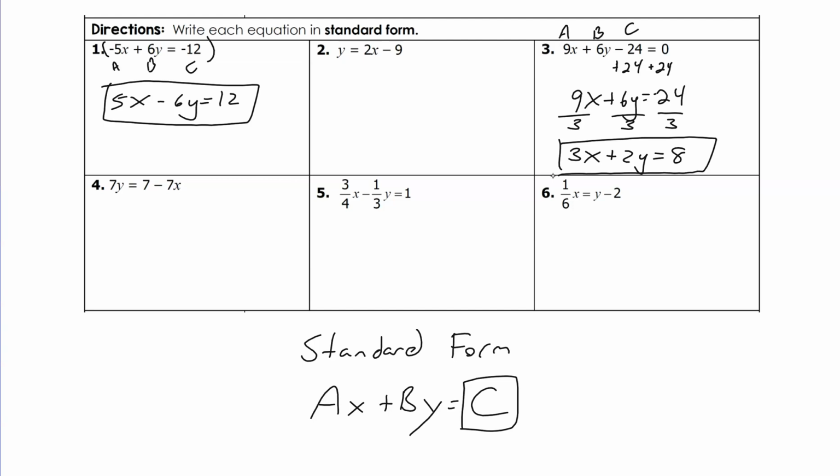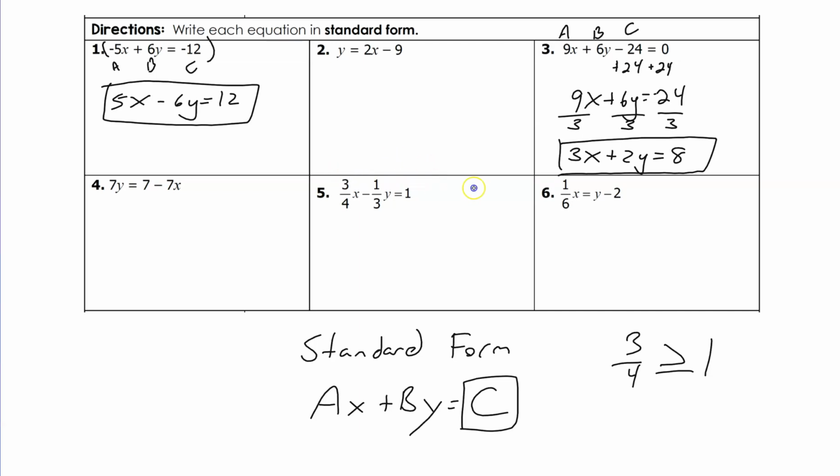All right, let's go ahead and look at number 5. When I look at 5, what do I see? This is my A, and this is my B, and this is my C. What is the problem with A? Is 3/4 greater than or equal to 1? The answer is no. 3/4 is less than 1. So that is a problem.